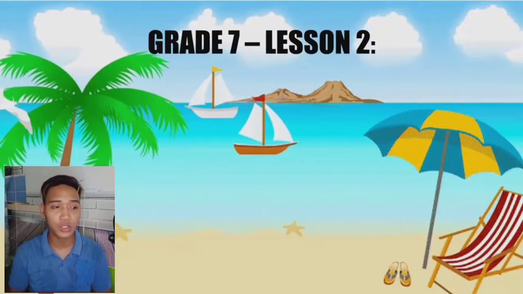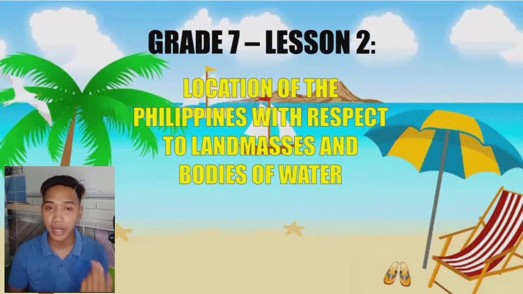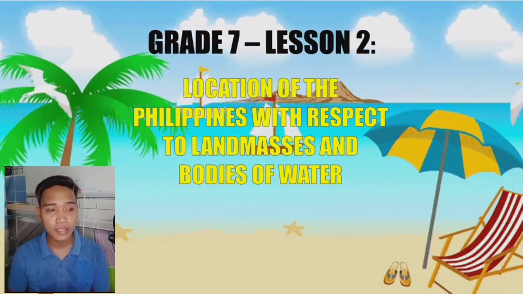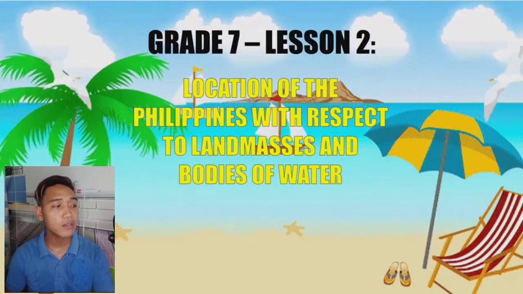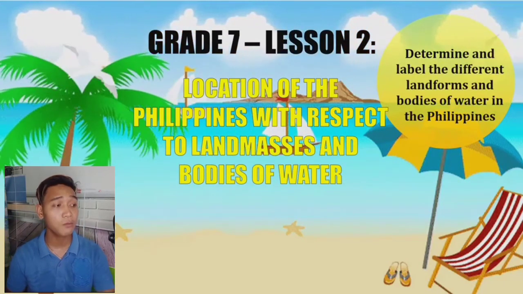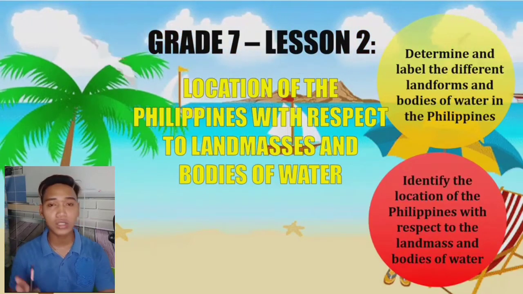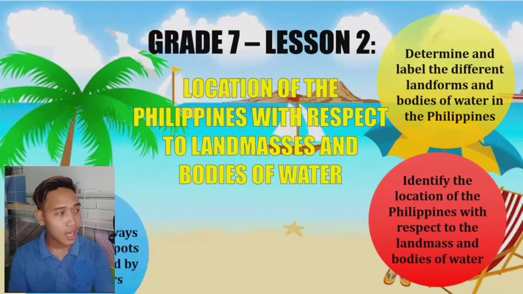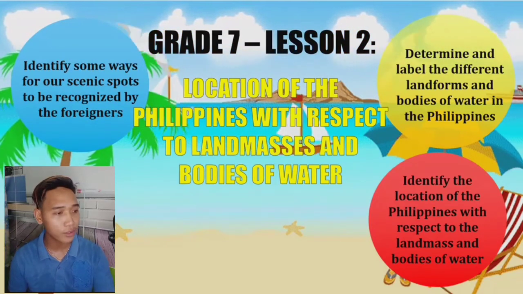So in our next lesson, you will be learning about the different landforms and bodies of water in our archipelago. This lesson is all about the location of the Philippines with respect to the different landmasses and bodies of water. For our lesson objectives, first is to determine and label the different landforms and bodies of water in the Philippines. Second is to identify the location of the Philippines with respect to the landmasses and bodies of water. And last is to identify some ways for our scenic spots to be recognized by foreigners.